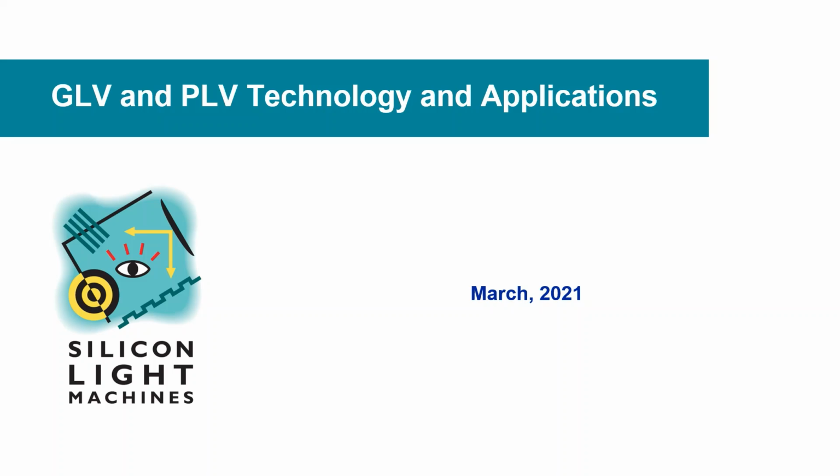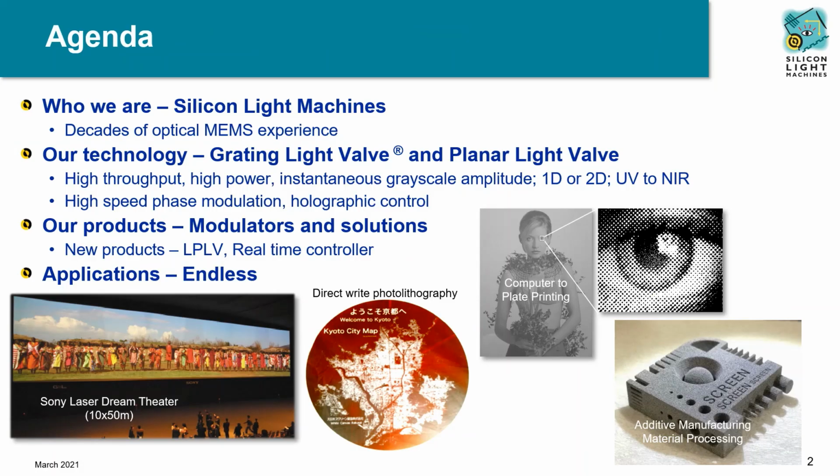Hello, and welcome to our video on our grating light valve and planar light valve technology and their applications. Silicon Light Machines is an optical MEMS modulator supplier with decades of experience. In this talk, we will be introducing our grating light valve and planar light valve technologies. Our products include 1D and 2D true grayscale amplitude modulators, as well as full phase modulators, all with high speed and high power handling for UV to NIR wavelengths.